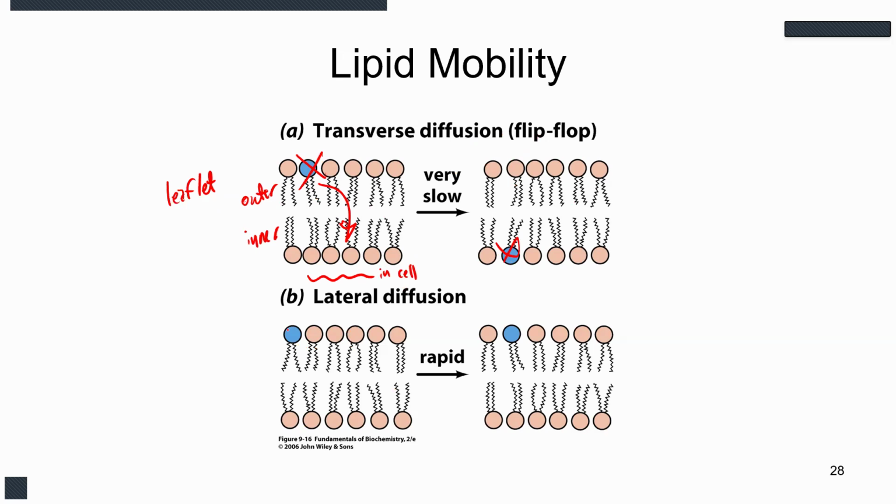Now, if we're staying in the outer leaflet and just moving from one position to another, I always visualize this like if you go to a concert, and you're like, oh, I want to get close to the stage. Can you do that? Yeah, you bump into people, you see an opening, you step in there, and then boom, you're at the front. This is known as lateral diffusion. This happens very rapidly.